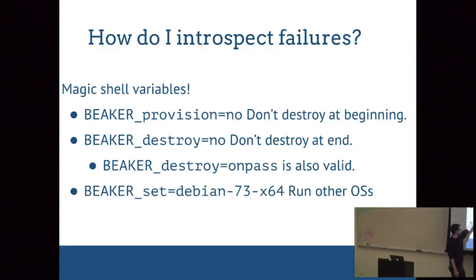You can set BEAKER_destroy=no, so don't destroy at the beginning or at the end. You can run the test over and over by saying don't destroy at the beginning. And then you can run on other operating systems by giving it a node set, or just set, technically, as a short name. Let's see if we have test output.